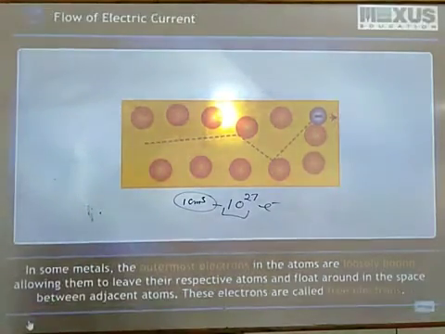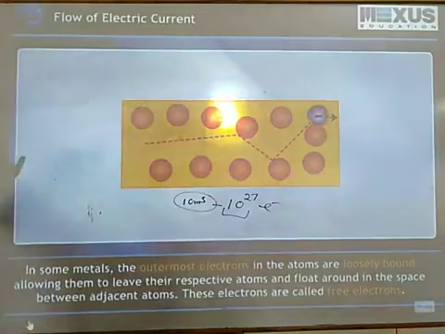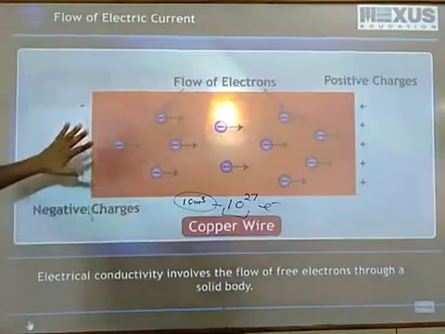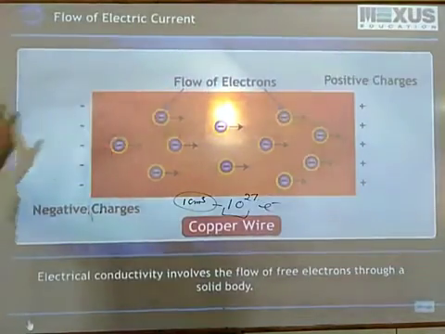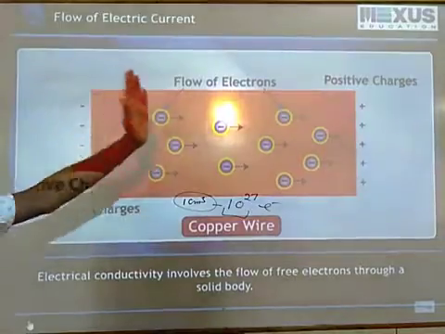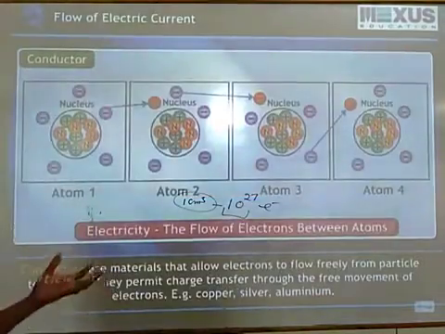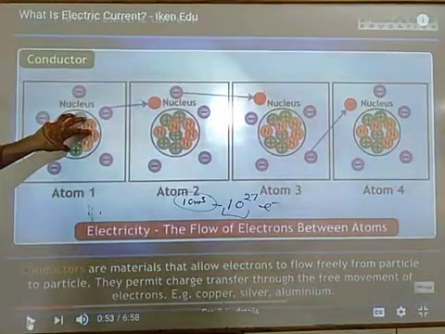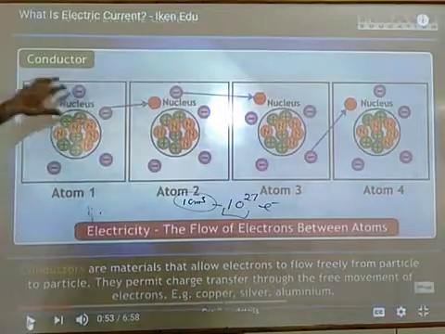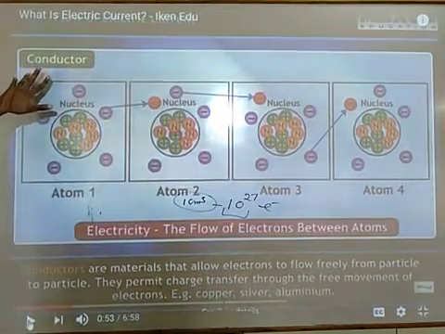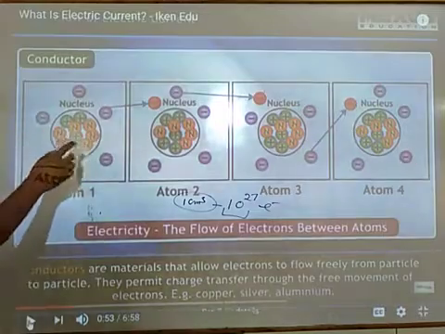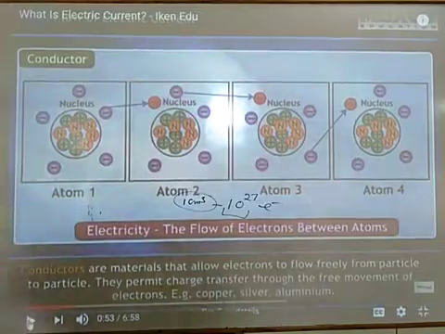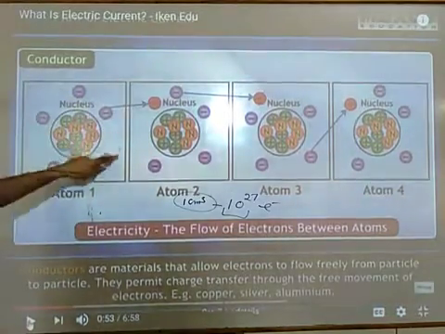Now, we can see further. These electrons are called free electrons, and we can see these free electrons move from one end to another as we apply a battery. Here we can see, students, this is the nucleus of a conductor. In the nucleus there are positive charges and neutrons, and electrons revolve around the nucleus.